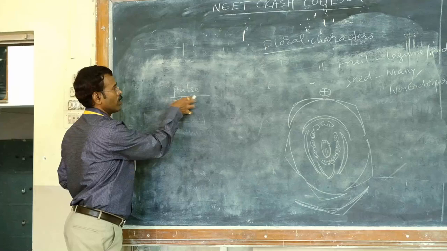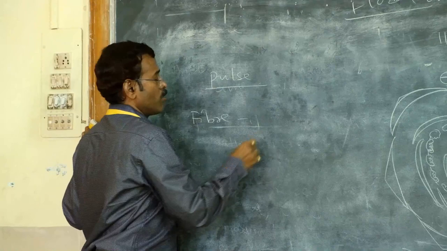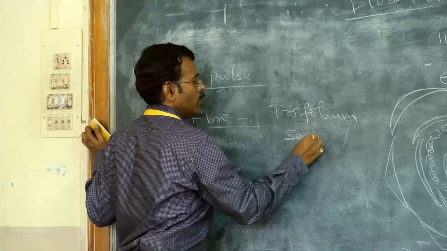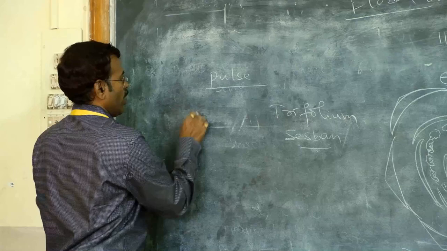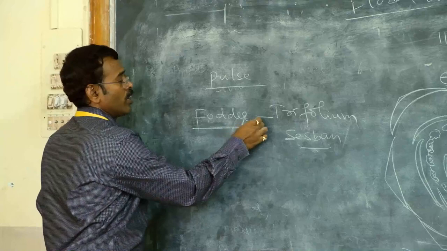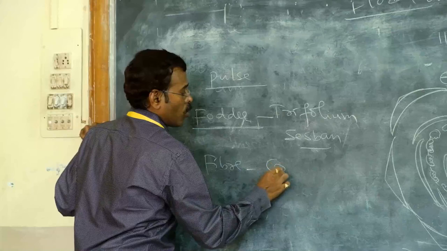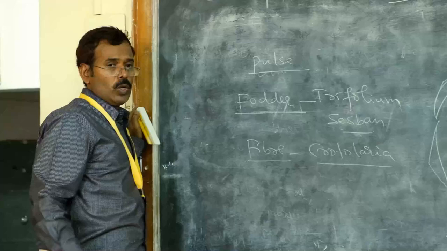Some fodder plants are there, we have Trifolium. Then these are used as fodder plants, not fiber, fodder plants. These are used as fodder for cattle. Fiber plant you have mainly Crotalaria juncea. These fibers can be woven into rope, twine, mats, all that.